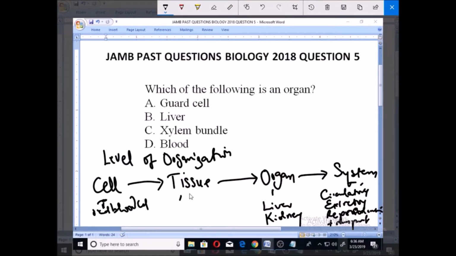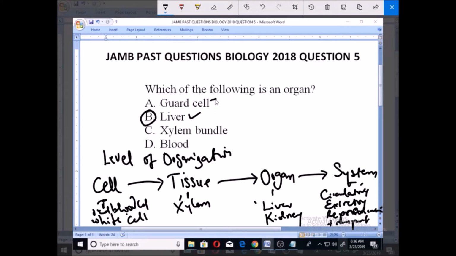But when you talk about tissue, you talk about blood cells coming together to form a tissue. Then you talk about the xylem tissues in plants. So these are the various classifications of the levels of organization. From this, you can easily see that a liver is an organ. So that makes option B the right answer.